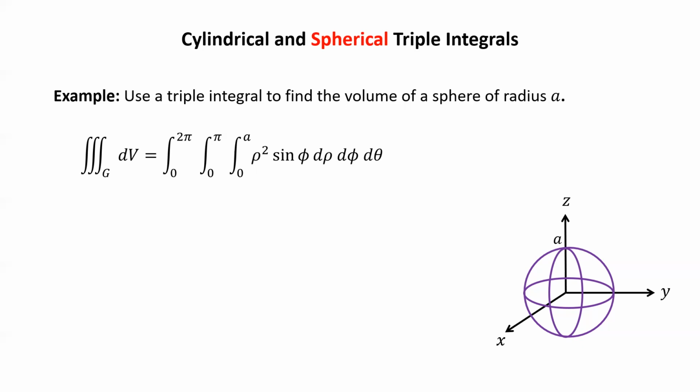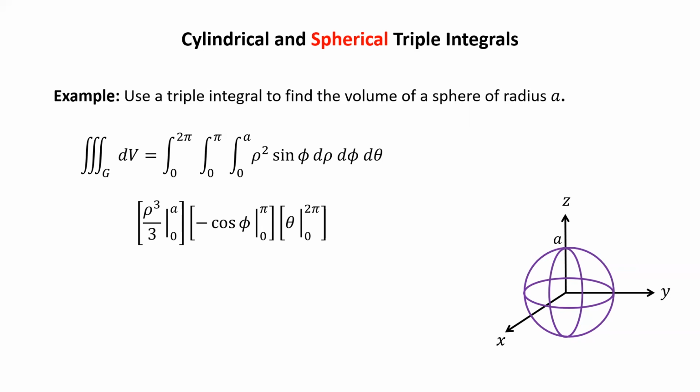Now, rho is going from 0 to a. It's going from the origin straight out until we hit that sphere of radius a, 0 to a. So this is the triple integral that we want to evaluate. The integral itself is pretty simple. We can do it as a product because all of the limits are constant, and the function inside is a function of rho times a function of phi times a function of theta.